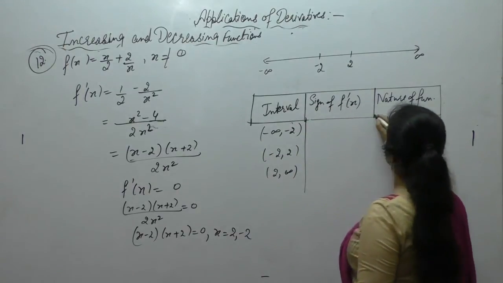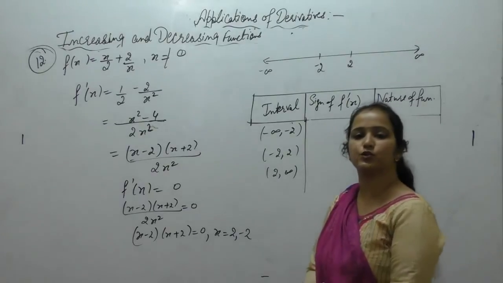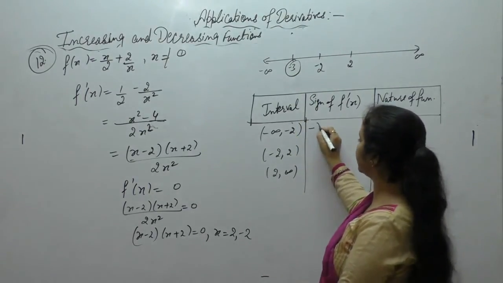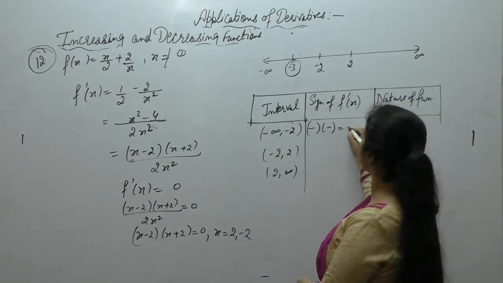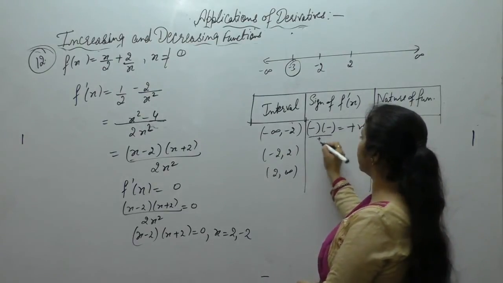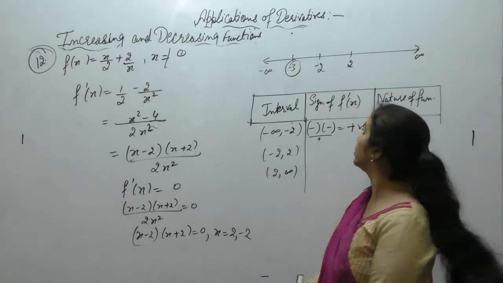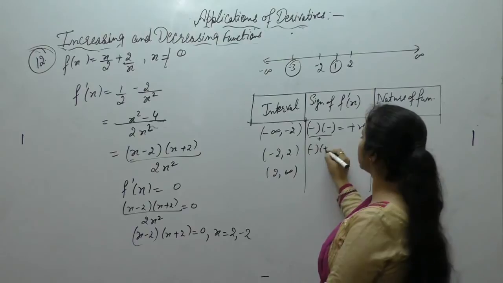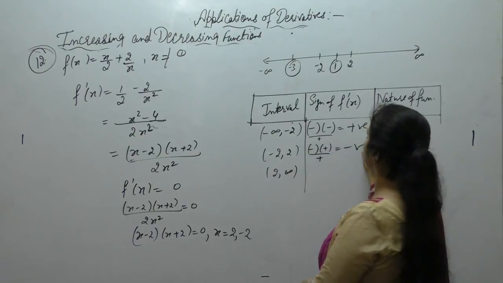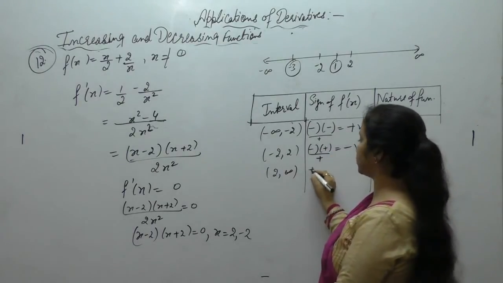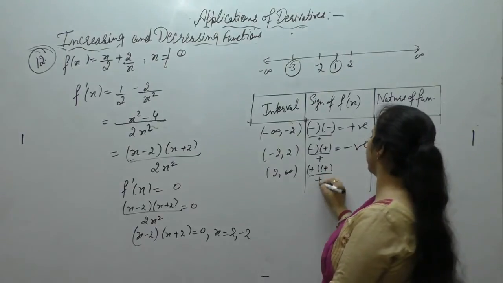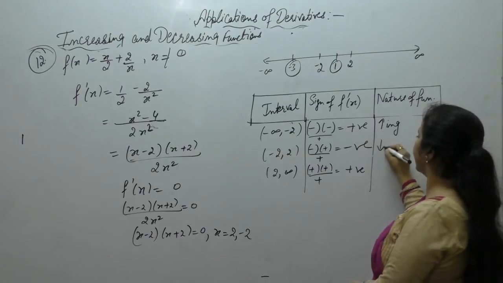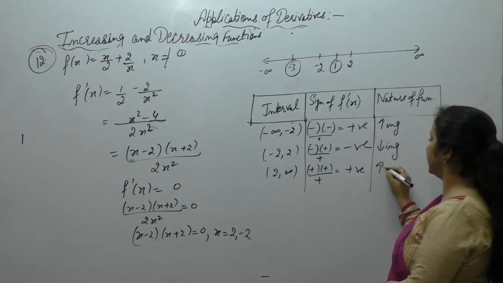Now, -infinity to -2. Let the number be -3 here. (-3 - 2)(-3 + 2), whole square will be positive. -2 to 2: let the number be 1. (1 - 2)(1 + 2), whole square is positive. 2 to infinity: (3 - 2)(3 + 2), whole square is positive. Positive means function is increasing and negative means function is decreasing.